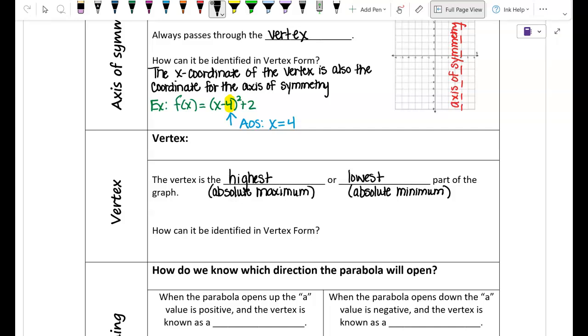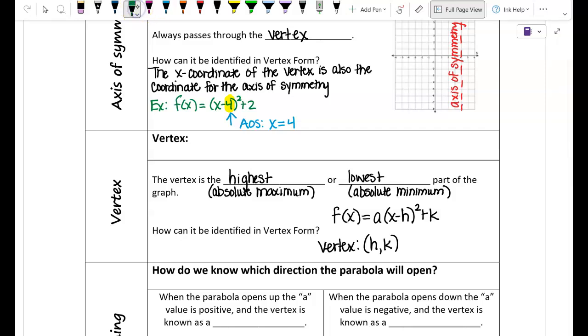And how can it be identified in vertex form? Again, the vertex form is f of x equals a times the quantity x minus h, quantity squared, plus k. And again, our vertex is represented by the ordered pair h, comma, k.